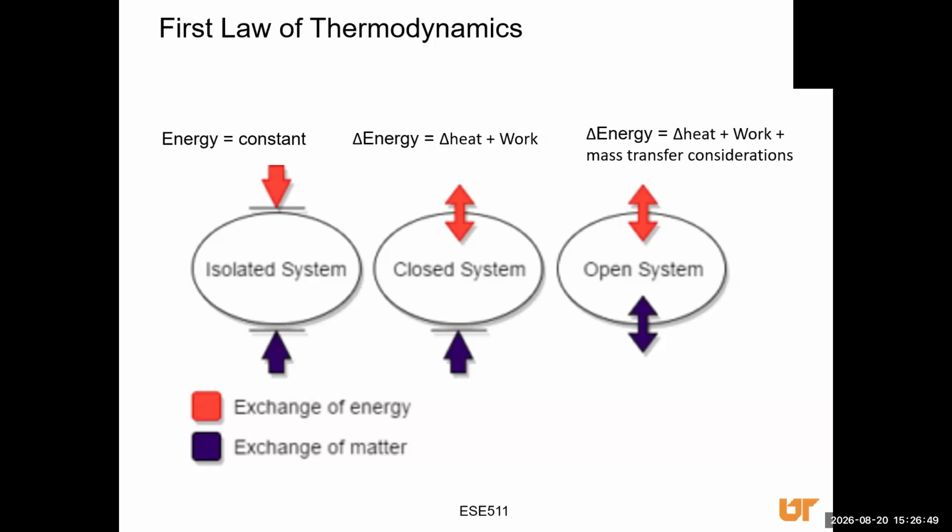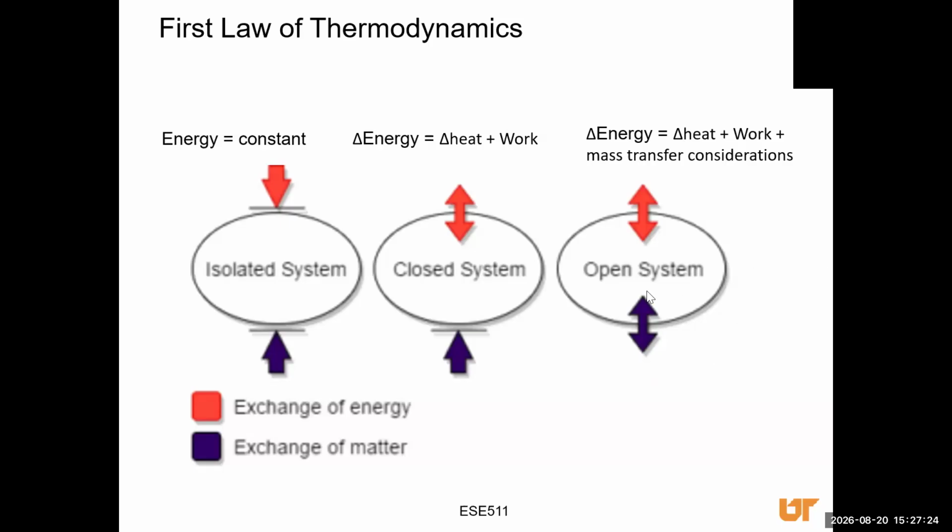And then in a closed system, where we're not letting any matter go in and out of the system, but we do let heat and work go across the boundary of the system, then the change in the energy of that system is the amount of heat that either went in or out, plus the work that either went in or out. And then we said in an open system, it gets a little bit more complicated: the change in the system energy now, because we're going to allow mass transport, is not just the heat that crosses the boundary and the work that crosses the boundary, but we also have to consider the mass transfer.